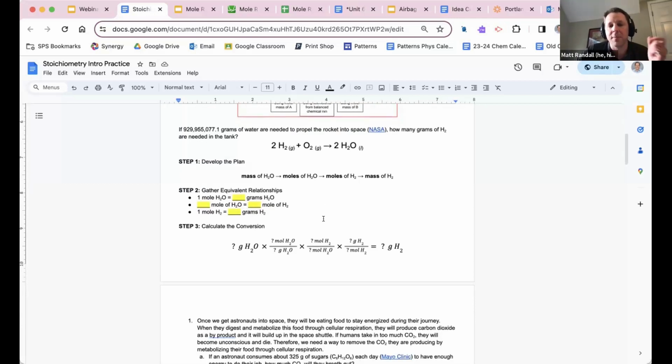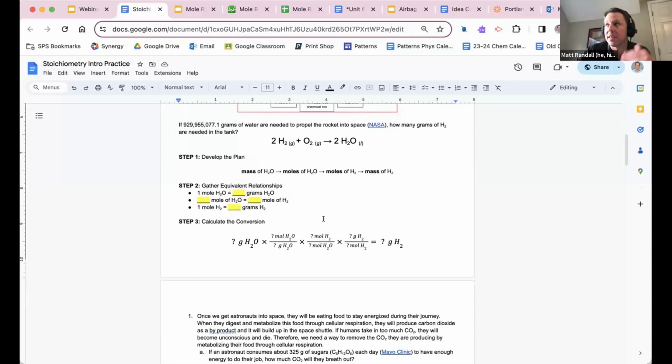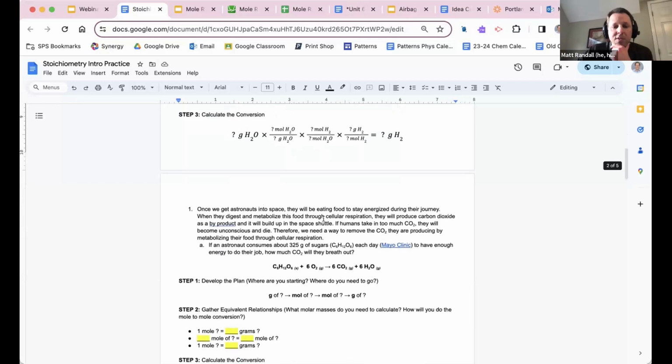But there are different chemical reactions, going back to our unit opener. Hydrogen gas is sometimes used as a rocket fuel, and that's the theme of this very first question.